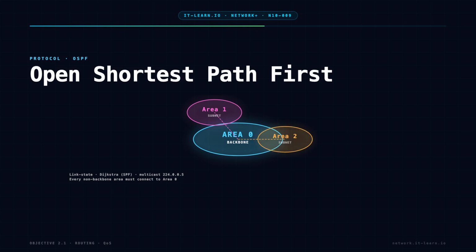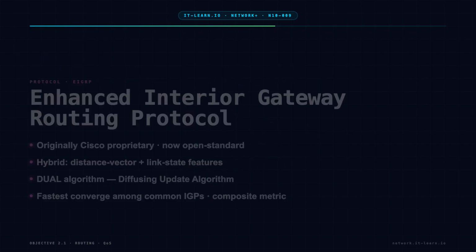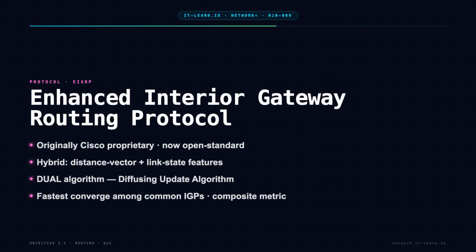This brings us to the difference between interior and exterior gateway protocols. Interior gateway protocols, or IGPs, run within a single autonomous system. RIP, OSPF, and EIGRP are all IGPs. Exterior gateway protocols, or EGPs, run between autonomous systems. BGP is the only EGP in widespread use today.